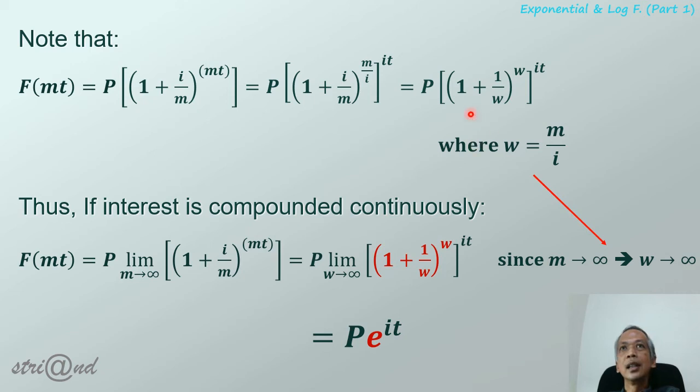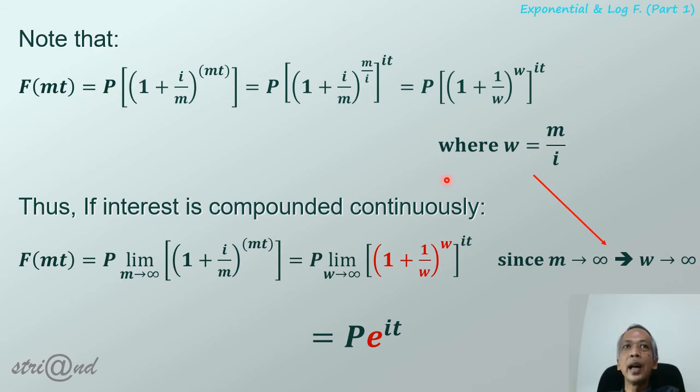And then next, when the m over I is replaced by w, so w is equal to m over I, so m over I here can be replaced by w. And then because w is m over I, so I over m is 1 over w. So this expression is the same as this one, only now we cannot see m again here. What we can see now is w, and w is m over I.